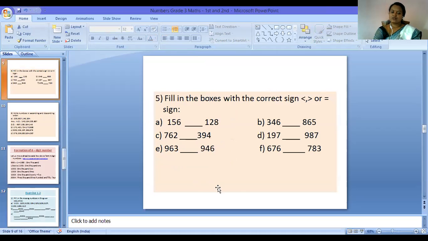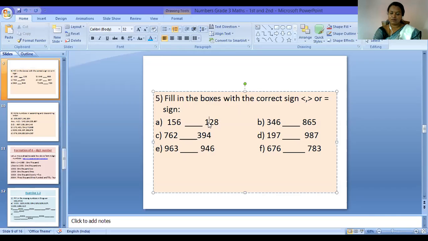Let us move ahead to the next part, that is fill in the boxes with the correct sign, less than, greater than or is equal to sign. 156 and 128, what would be the relation? When we compare, we look into the left side's digits. The number of digits are same, 3 as well as 3.